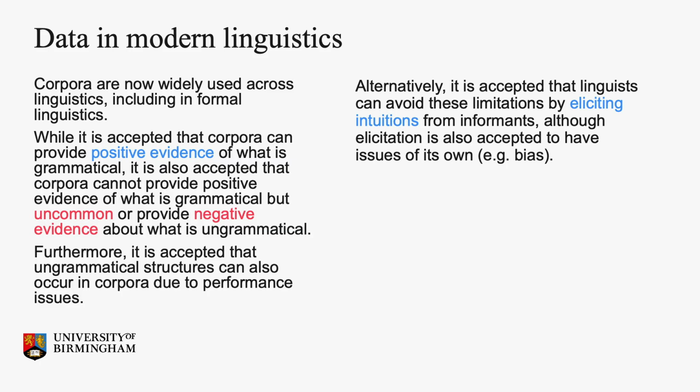The other point there is, I think, less important and probably isn't of so much concern anymore, but it's also accepted that ungrammatical structures do occur in corpora due to performance issues, like errors or slips of the tongue. And so the view is that alternatively, you can turn to intuitions, to informants, you can ask them questions, and this will give you negative evidence. This will let you test really rare constructions that you wouldn't otherwise have access to.